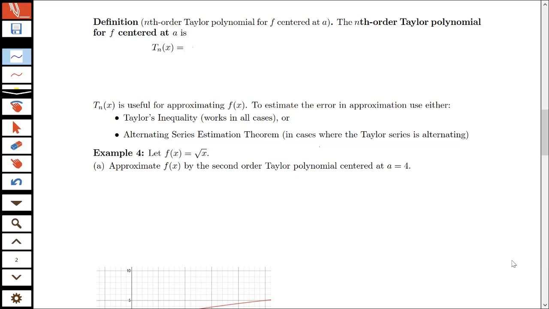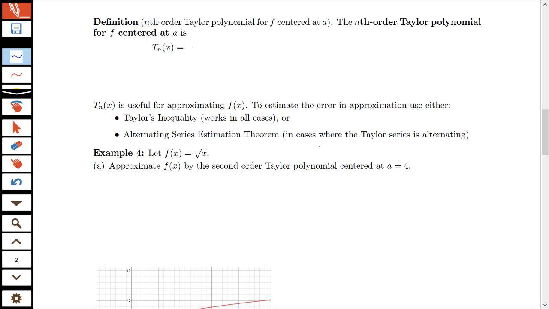In this video, we're going to be discussing Taylor polynomials and their applications. So first, we just want to give the definition of a Taylor polynomial, with the idea being that a Taylor polynomial is the first n terms of a Taylor series of a function f centered at a.